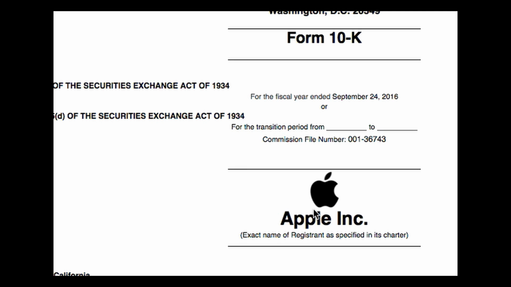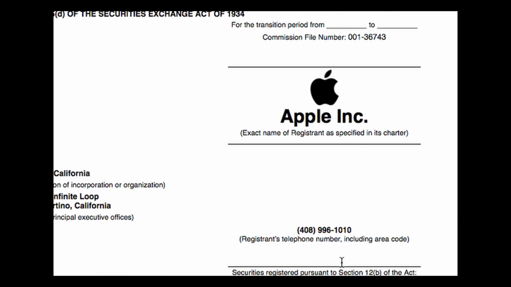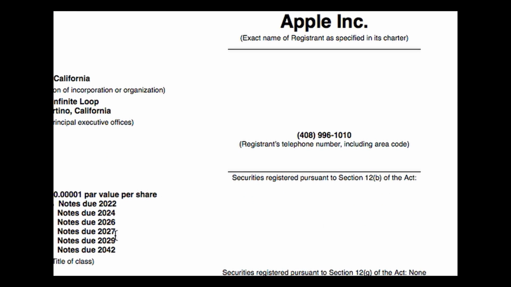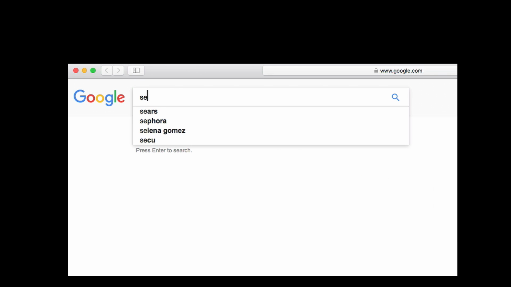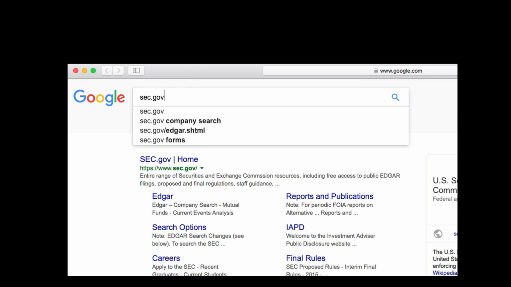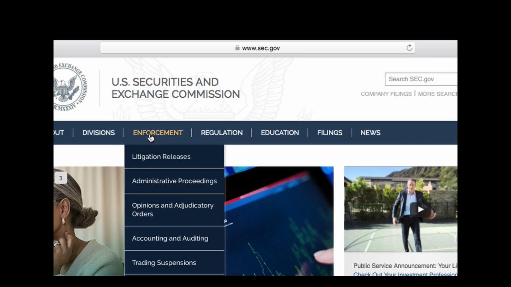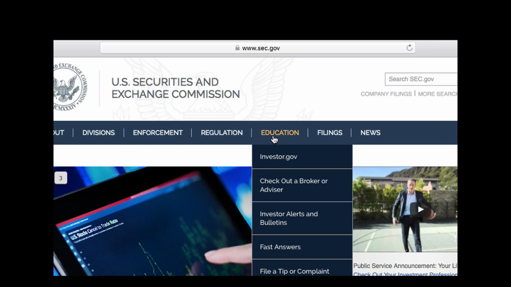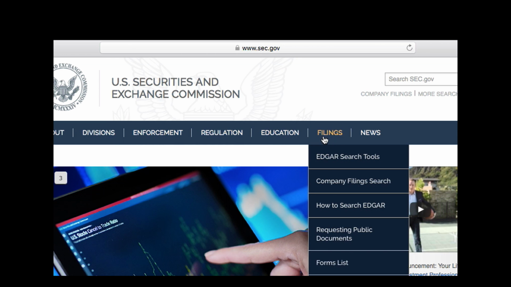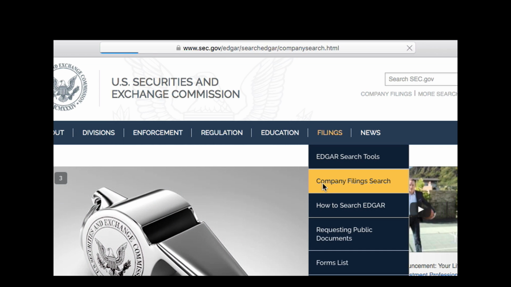All right, so I'm going to show you how to look up financial statements on the sec.gov site. First, we go to Google, look up sec.gov, find the sec.gov homepage, and click on it. We can see on that homepage for the U.S. Securities and Exchange Commission that we have quite a number of menus there. We want to look for filings and company filings search.